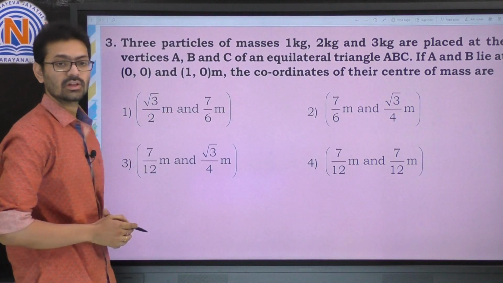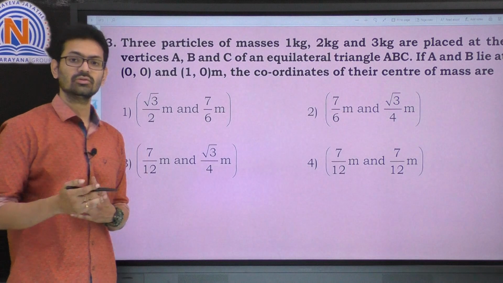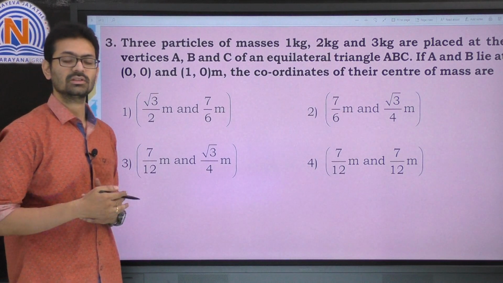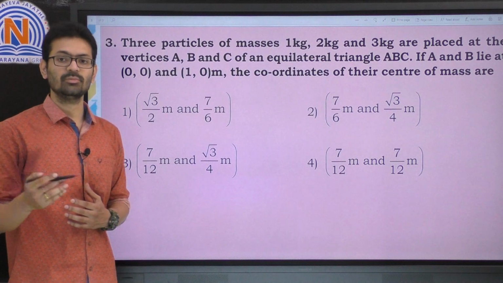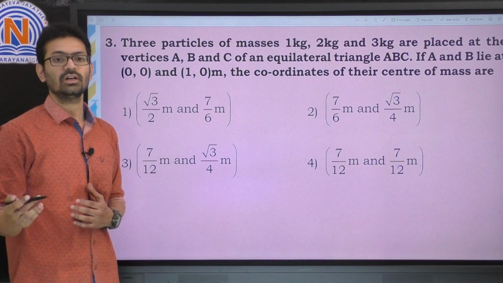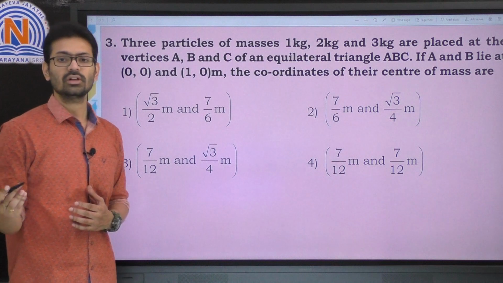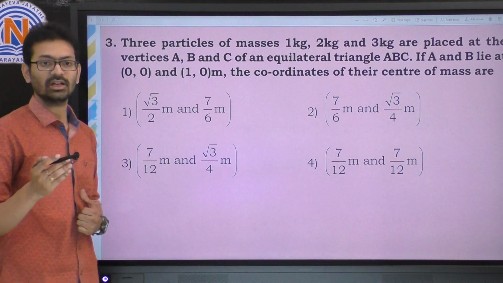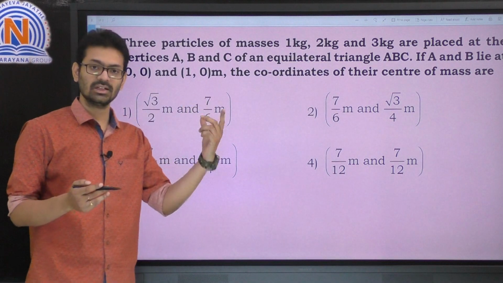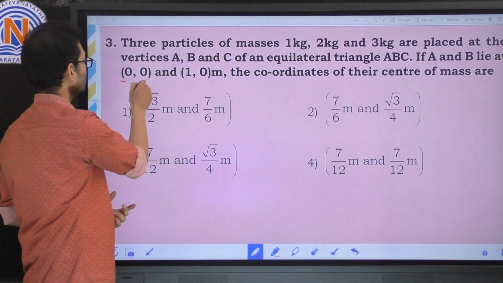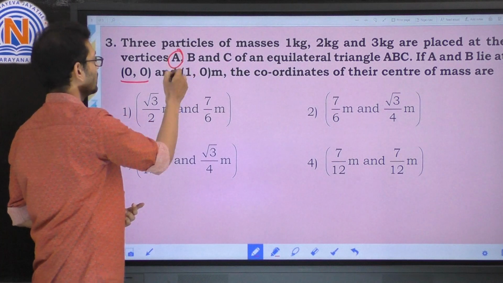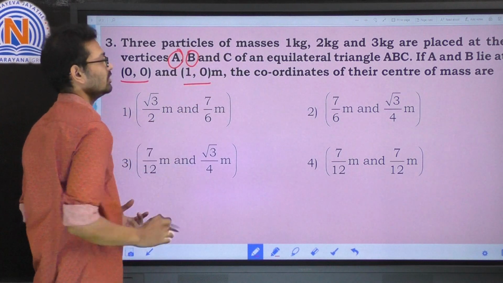So your next question. Three particles of masses 1 kg, 2 kg and 3 kg are placed at the vertices A, B and C of an equilateral triangle ABC. If A and B lie at (0, 0) and (1, 0), the coordinates of their center of mass are? See, they gave you the coordinates of two points. Let us take this one as the coordinate of A and this as the coordinate of B, and C you have to find.